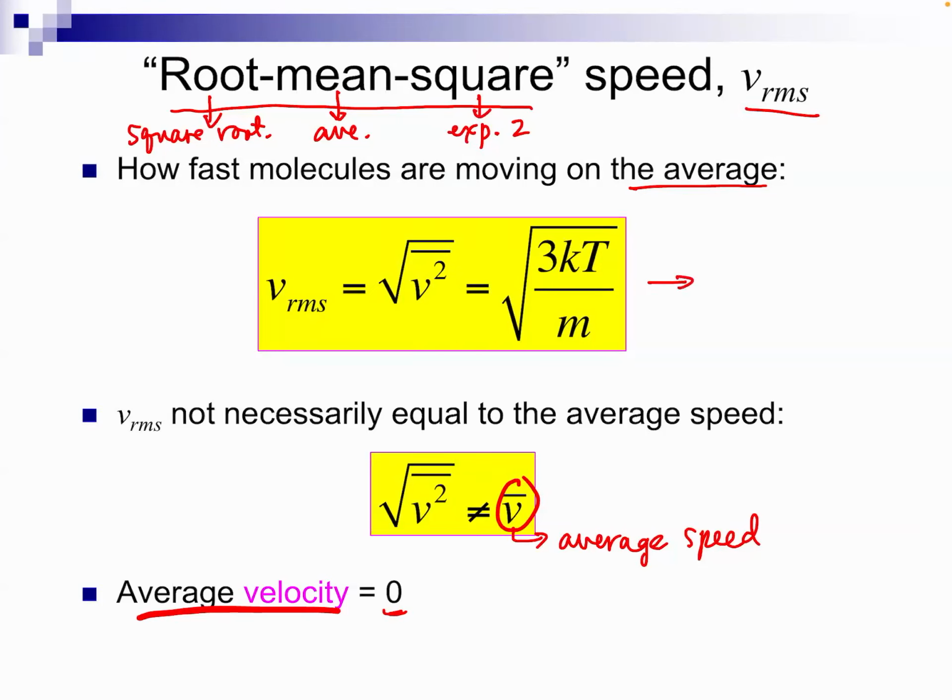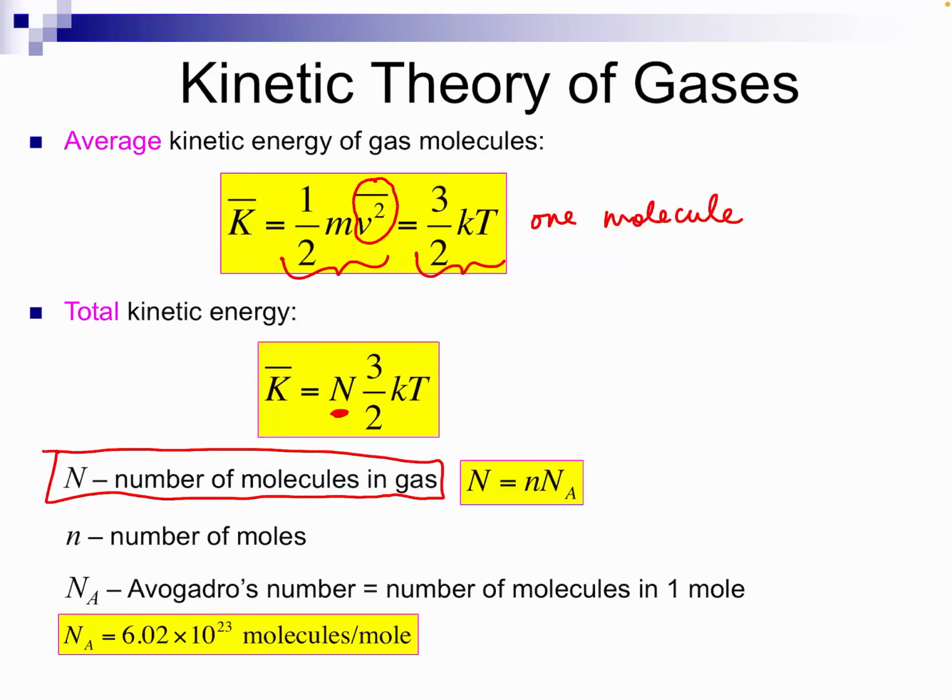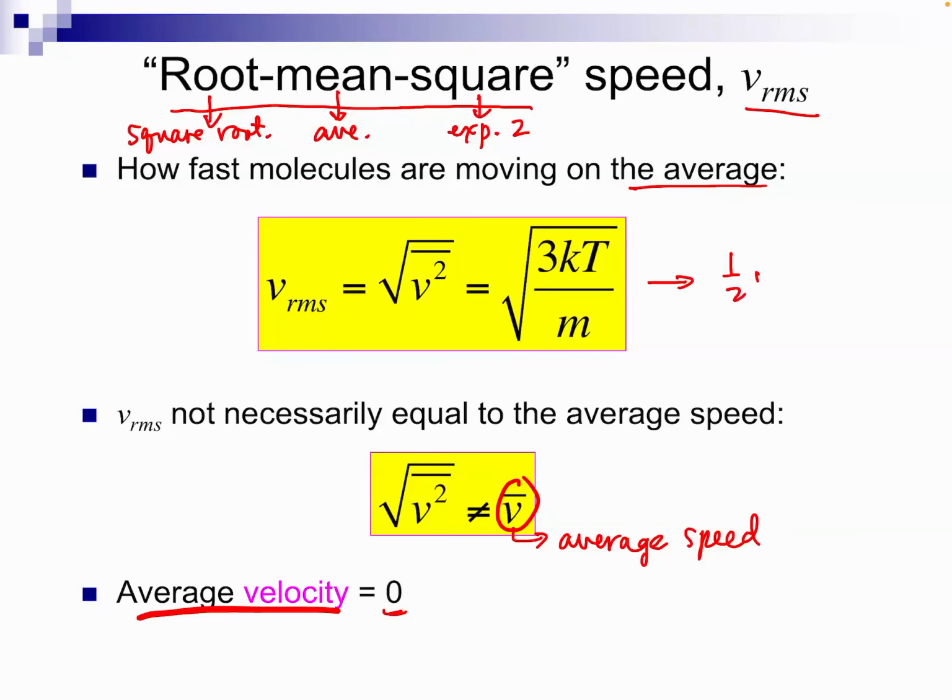This one, of course, came from this one: 1/2 mv squared average is equal to 3/2 kT. The halves cancel each other out, and so v squared average is equal to 3 kT over m. So v squared average, or v squared mean, is equal to 3 kT over m. And if you get the square root of this, that is where you have the definition for RMS speed, the square root of 3 kT over m.